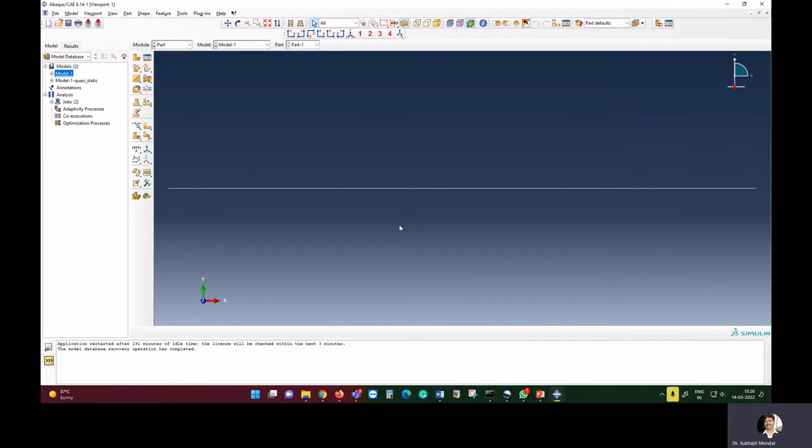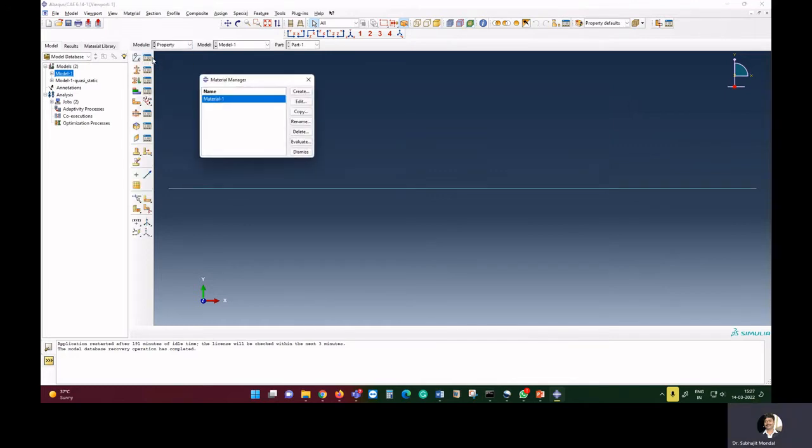Here first we are going to perform time history analysis. Then we are going to perform modal analysis, and then we'll perform our steady state analysis. To do our time history analysis, we are going to make a simple cantilever beam. So here I make a beam of 1 meter length, and then I define the property.